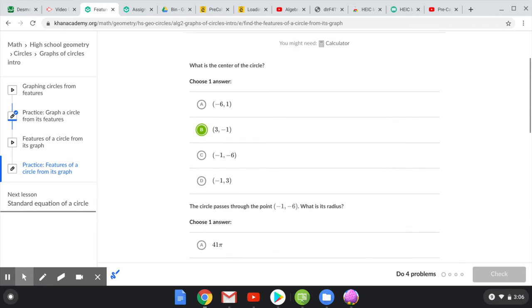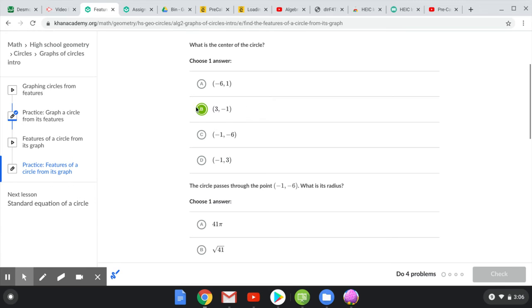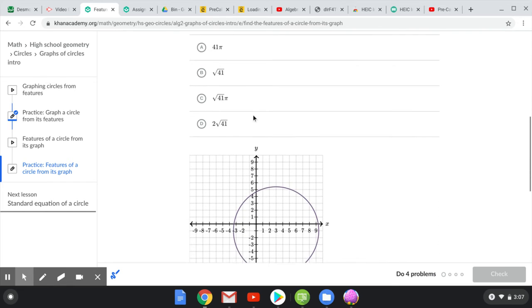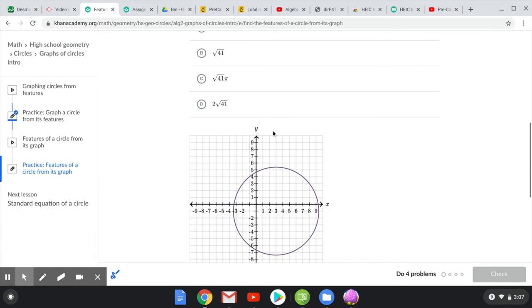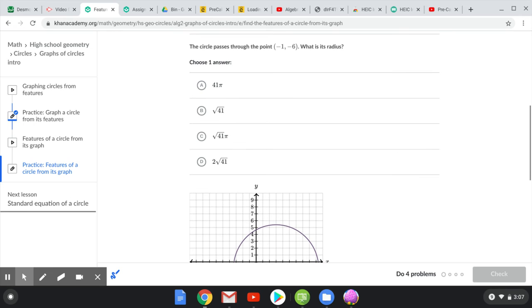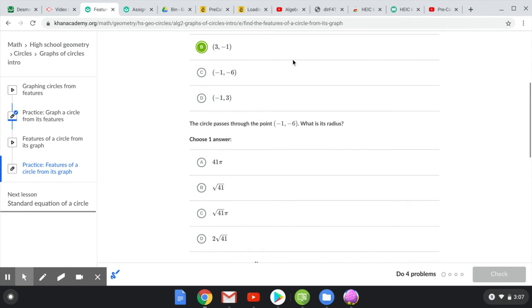So that was the easy part. That tells us that our center is here at 3, -1. And then the next thing they ask you to do is find the radius of the circle if it passes through this point, -1, -6.